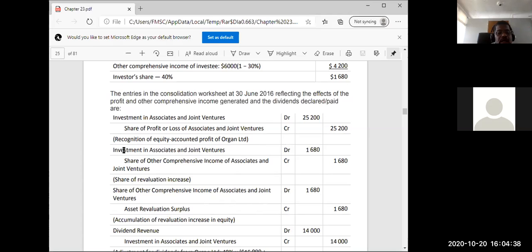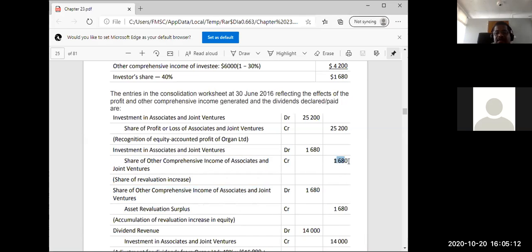Now what I want to communicate to you is that if you look at these 4 journal entries, you will see investment in joint venture, this and this. Now if you look at these 2 entries, this entry and this entry is what I call setting off share of other comprehensive income in credit here. In the second journal entry, the same account is debited.